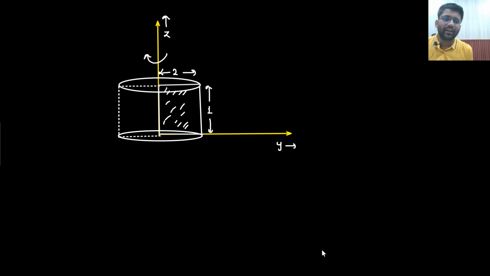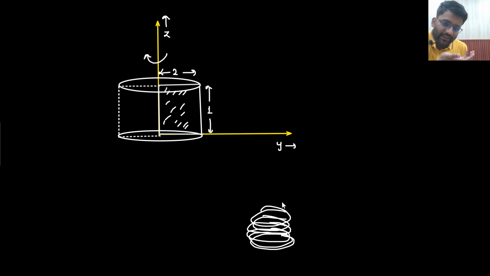Now how to find out the volume of it? If you see a cylinder, isn't it a stacking of circles? Let's just say I take one circle, and on this circle I stack another circle, then another circle, and I keep on stacking the circles. What I will get is a cylinder.